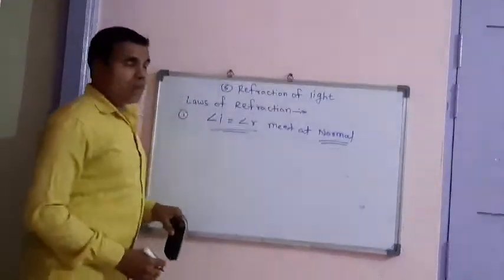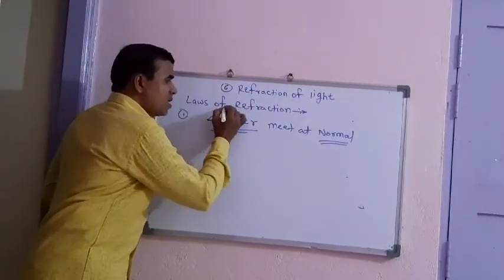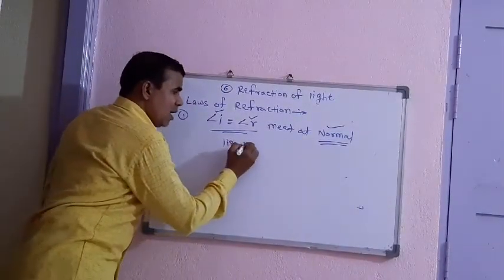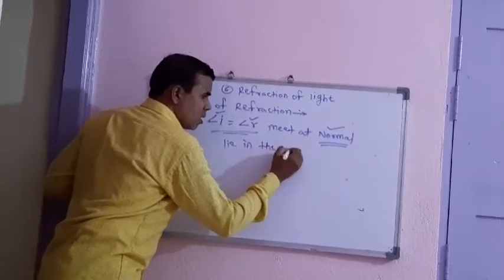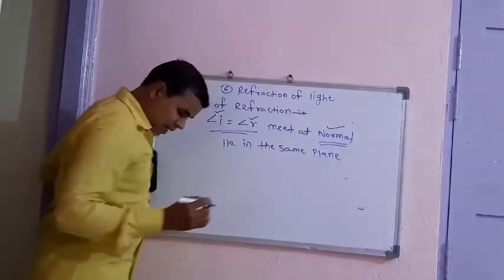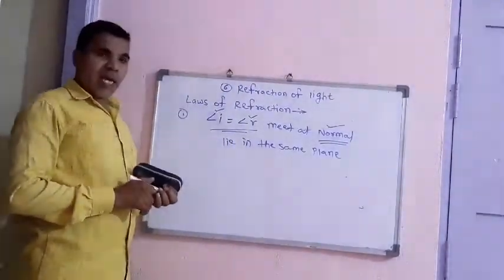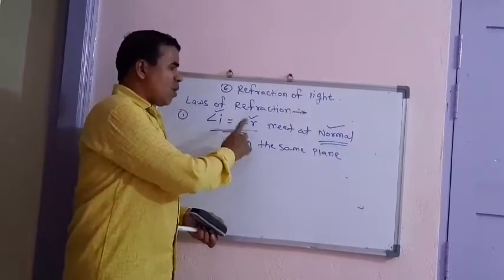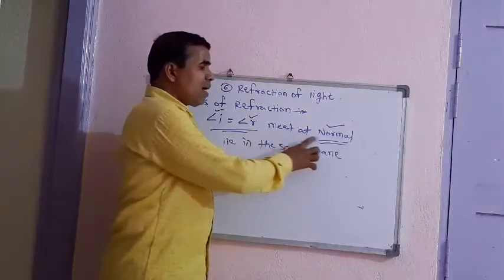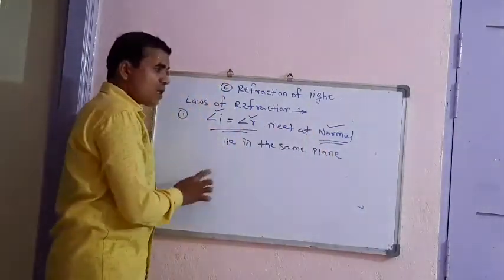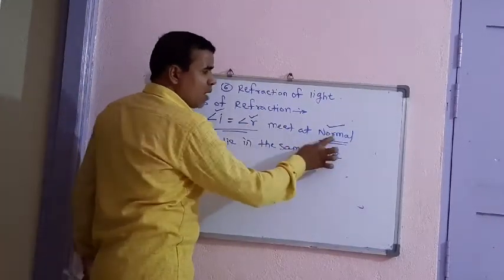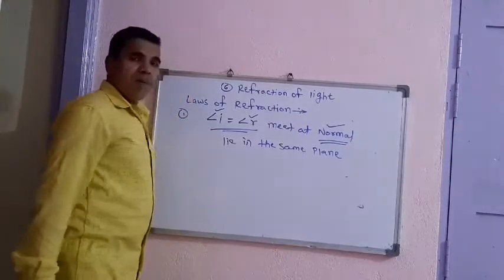They meet at a normal. All three, the angle of incidence, the angle of refraction and the normal, lie in the same plane. The first law is that the angle of incidence and the angle of refraction are opposite to each other and meet at a normal. All three lie in the same plane.